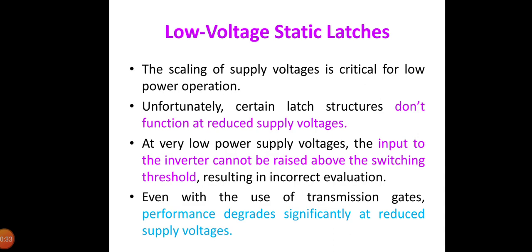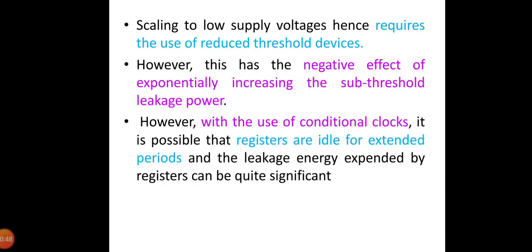So at very low power supply voltages, the input to the inverter cannot be raised above the switching threshold, resulting in incorrect evaluation. Even with the use of the transmission gate, performance degrades significantly at reduced supply voltage. Scaling to low supply voltages thus requires the use of reduced threshold devices. However, this has the negative effect of exponentially increasing the subthreshold leakage power.